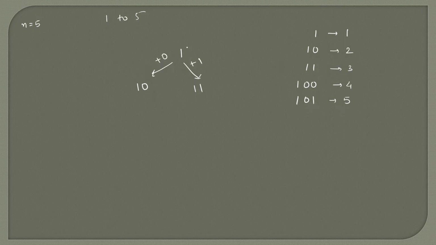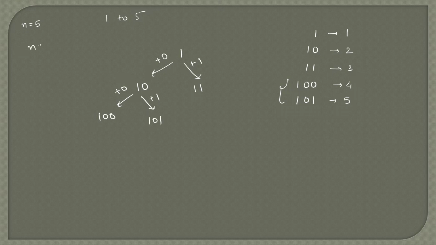So the first number we know will be 1. If we append 0, we get the second number. If we append 1, we get the third number. Now what about the fourth and fifth? Here we do the same steps. If we append 0 and if we append 1 to 10, it becomes 100, and if we append 1, we get 101.